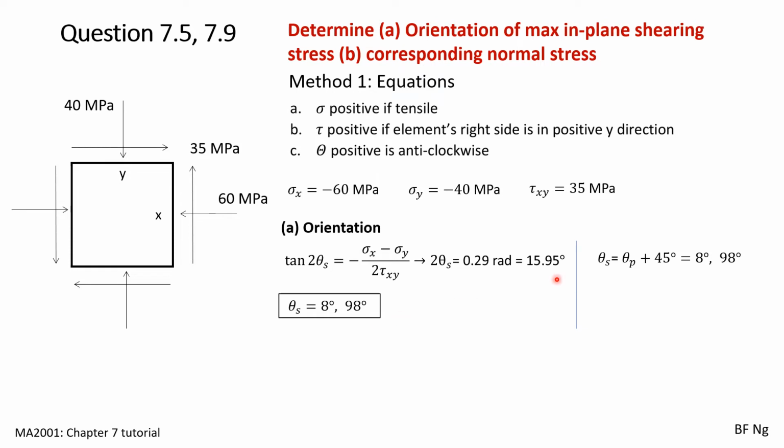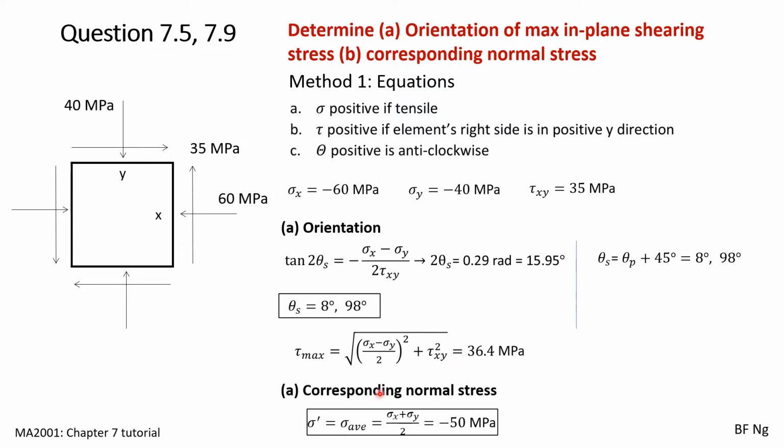Alternatively, we know that theta s and theta p are 45 degrees apart. As such, we can just add 45 degrees to theta p and arrive at the same answer. For the value of maximum shearing stress, we can also use the equations, and we get 36.4 megapascal. For the corresponding normal stress, we use the equations, which is sigma x plus sigma y over 2, and it's just negative 50 megapascal.